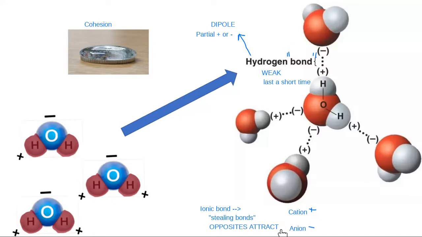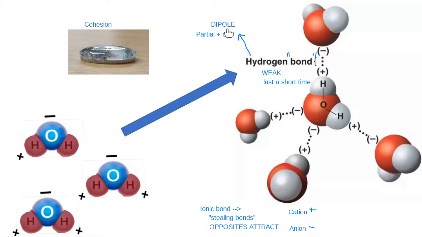But because we're just doing dipoles attracting to each other, and we're not doing ions attracting to each other, this is a really weak bond. It lasts just long enough to help water molecules not fall off the edge of the coin, but it's not going to last forever. So hydrogen bonds are the weaker younger brother of ionic bonds. They form because water has dipoles.